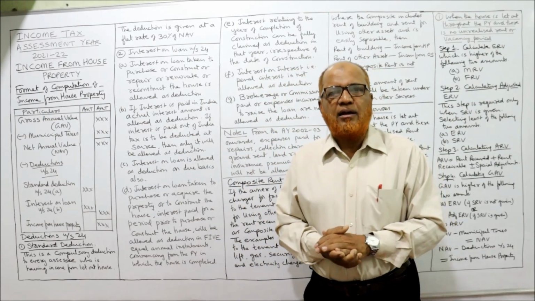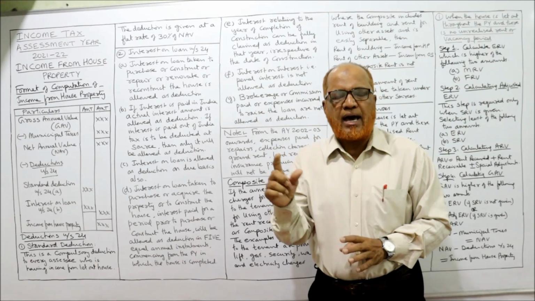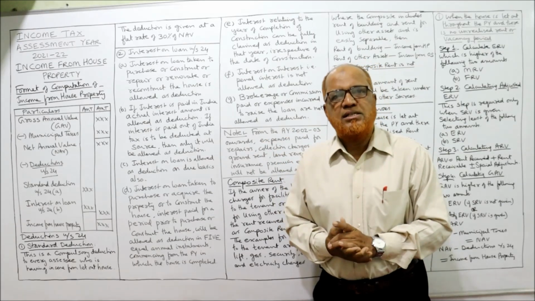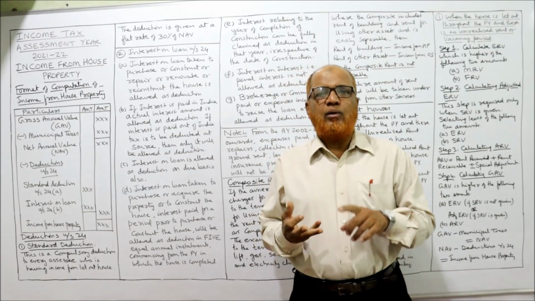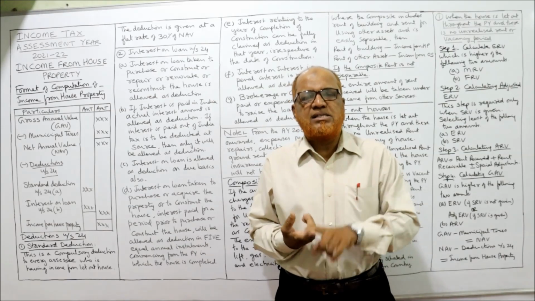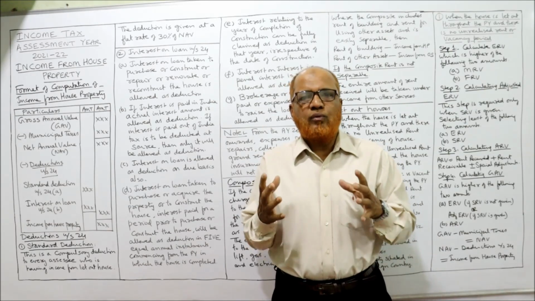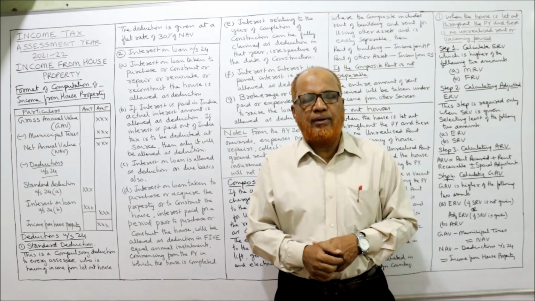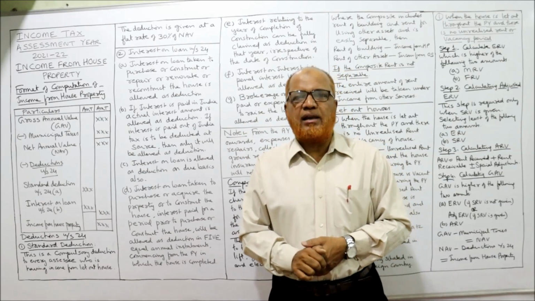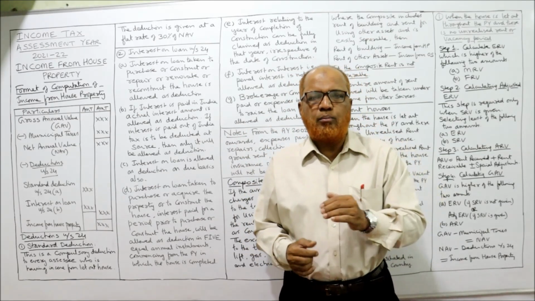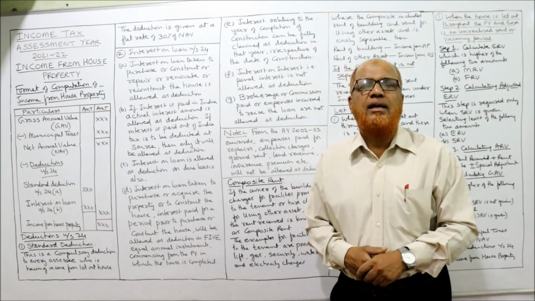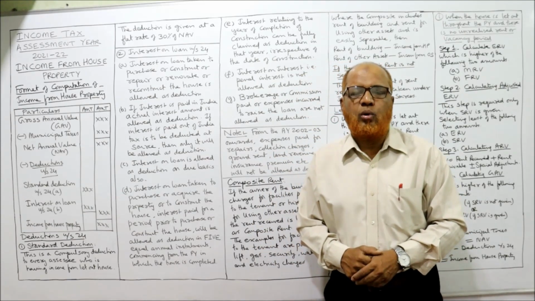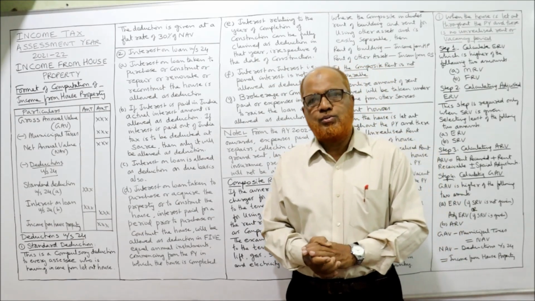Now, how to calculate the basis of charge, the annual value? For calculating annual value, four factors should be considered: municipal rental value, actual rental value, fair rental value, and standard rental value. So how do we find the income from house property? First we calculate the expected rental value, ERV. Then we calculate GAV, gross annual value. From gross annual value, deduct the municipal taxes or local taxes, and we get net annual value. From net annual value, give the deductions under section 24. Then we get the income from house property.